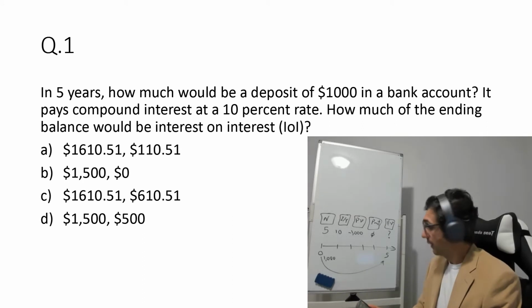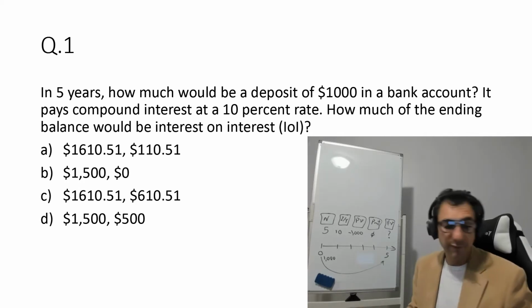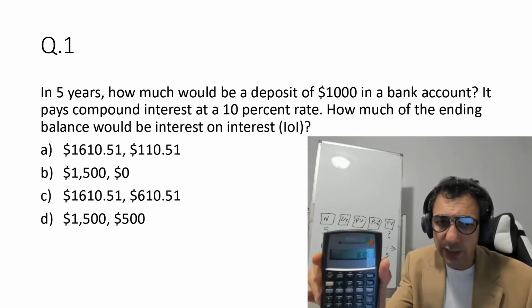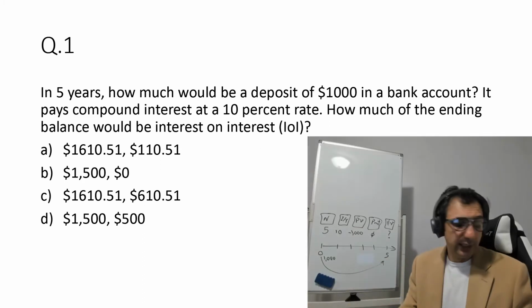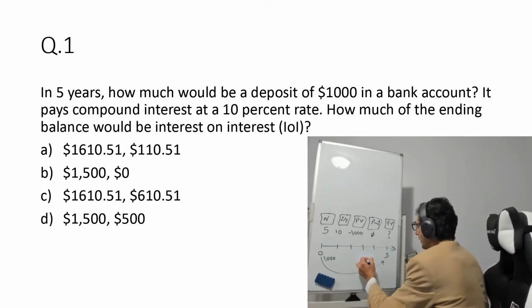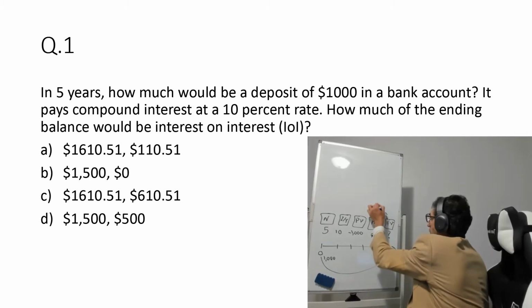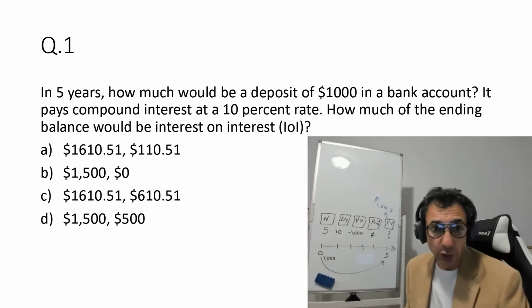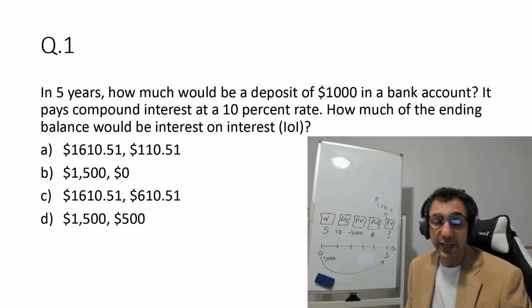So 5N, 10I, PV negative 1000, payment 0, and you are computing the future value. So the number I have here, as you see, is 1,610. To be more specific, the future value is $1,610.5. So that's the value. So the answer should be either A or C.